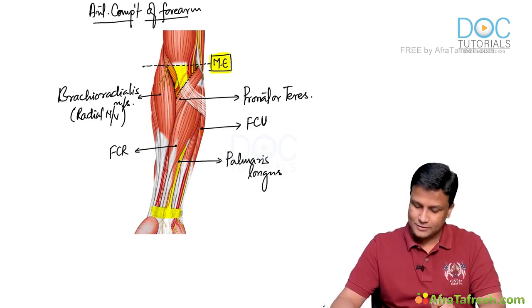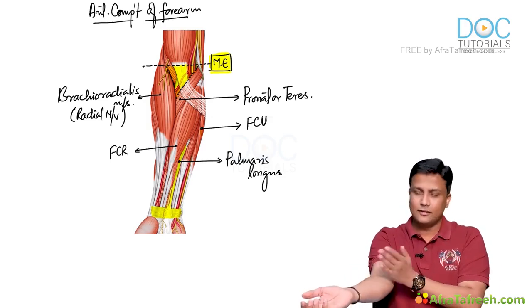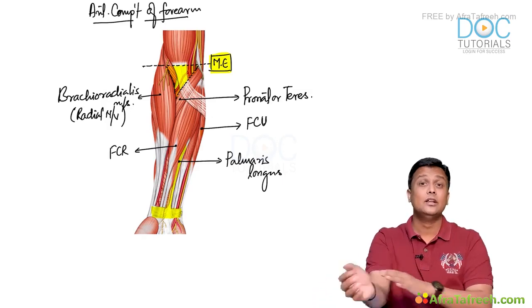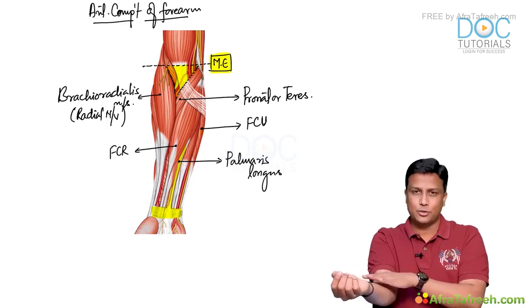That's your palmaris longus. So these four muscles, that is your pronator teres, flexor carpi ulnaris, flexor carpi radialis, and palmaris longus are present in the superficial layer. Anterior compartment, the topmost superficial layer.